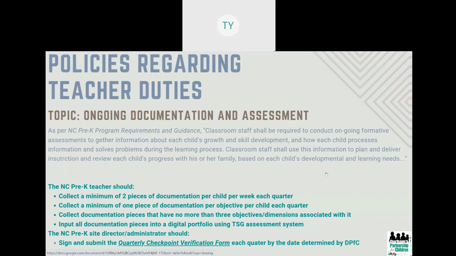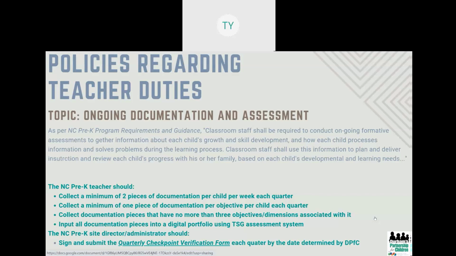The information and guidance that is new is here on the bottom of the screen that you see in this teal colored text. So the updates are as follows. As a teacher, you should be collecting a minimum of 2 pieces of documentation per child per week each quarter. You should be collecting a minimum of 1 piece of documentation per objective for each child each quarter. I'm going to pause here.